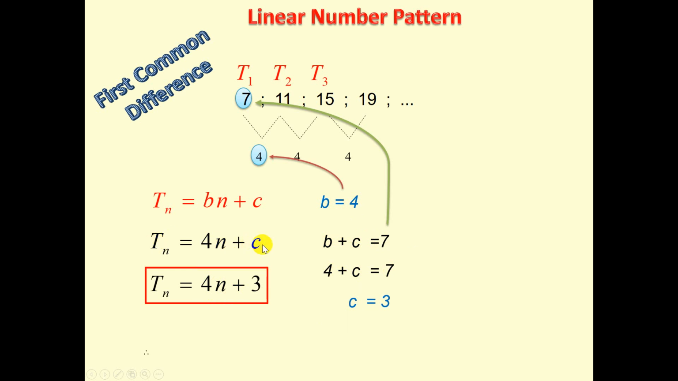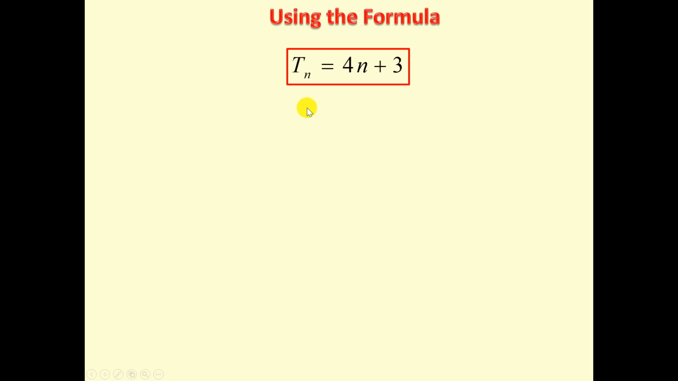Note, you can also find C by inspection. If we know that Tn is equal to 4n plus C, if we substitute n to be 1, 4 times 1 is 4. Remember, we want to get 7. So 4 plus 3 will give us 7. So this is known as our formula, n term or Tn. Looking at the formula, Tn is equal to 4n plus 3. With this formula, we can find any term.